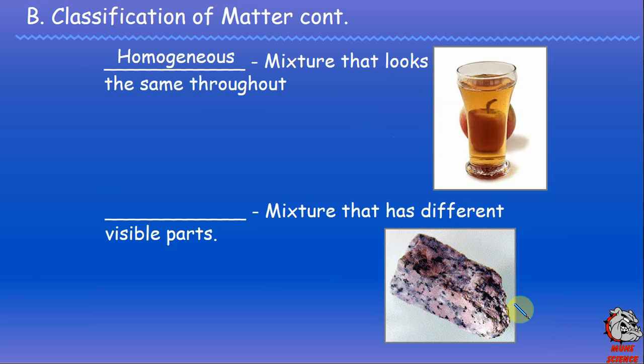Here I have a picture of granite. This is a rock. I'm sorry, I said graphite, but I meant granite. Granite is a rock. It's made up of several different minerals. And if you look at this, I can see white, I can see black, I can see a lot of pink in here. These are different things that I can see. This is a heterogeneous mixture of granite, the rock.